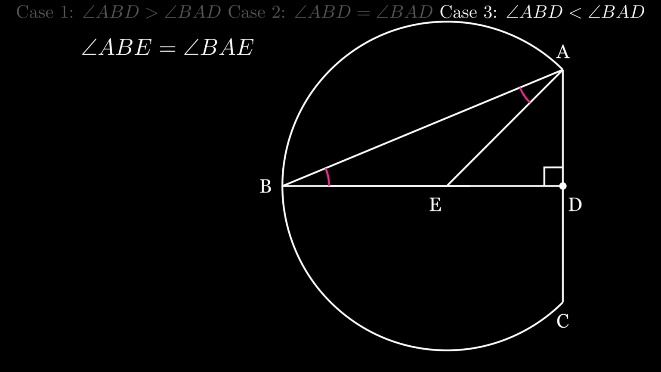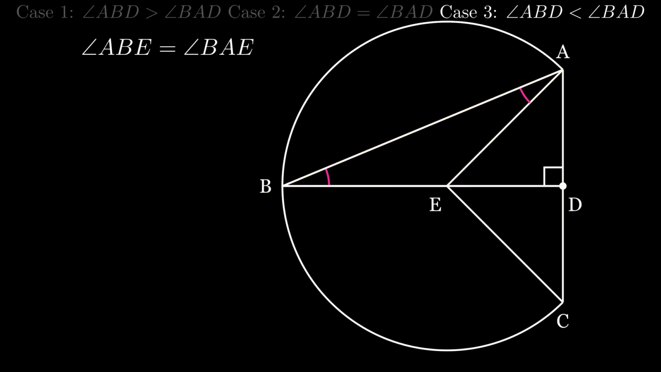In the third case, we have angle ABD less than angle BAD. Let's draw AE so that angle BAE is equal to angle ABE. Now, Euclid stops here and draws his conclusions, but I needed to add a couple more things to feel convinced about it. Let's draw EC.